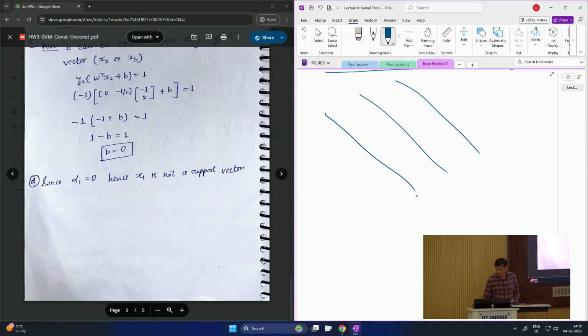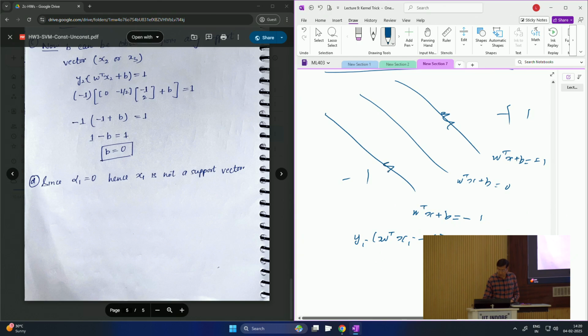Remember? This was W transpose X plus B is equal to 0, W transpose X plus B is equal to plus 1, W transpose X plus B is equal to minus 1. It doesn't matter whether you take plus 1 or minus 1. Eventually the constraint which we had written was Yi W transpose Xi plus B greater than or equal to 1 when we were doing it for both of them. Correct? One is a plus 1. So if you are at this boundary or this boundary, this will not be greater than or equal to 1, this will be equal to 1. Correct? So for any of the support vectors, you use that and substitute to get your B.